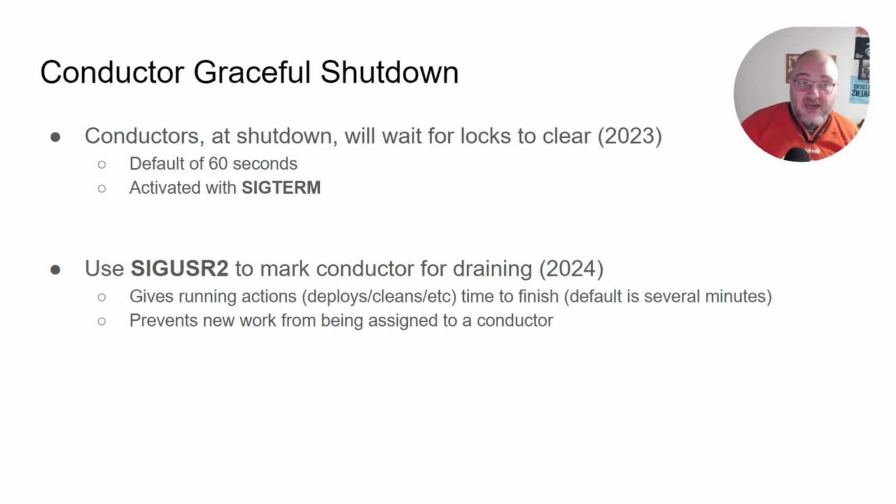If you want to do a completely non-disruptive move, you have to use SIGUSR2. And when you send the signal SIGUSR2 to a conductor in 2024 releases or later, that will wait a very long time for any deploys or cleans that are in progress to finish. And so we're not just talking about one step being done, we're talking about the whole process being done. The default timeout on this is several minutes, but it can be raised significantly higher if you want it to be higher. And this will also make it where that conductor won't accept new work. So, I think about this in load balancer terms. This is a drain fail, right? So you can send SIGUSR2, wait for that conductor to get done with whatever it's doing, and then perform the maintenance you need on that server.